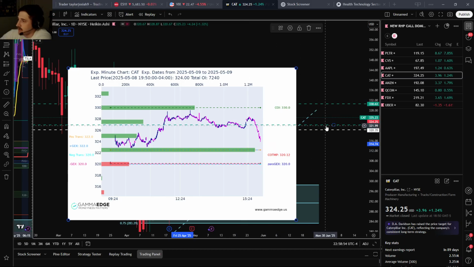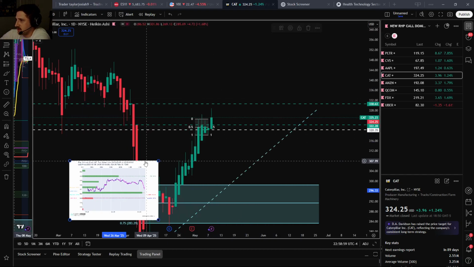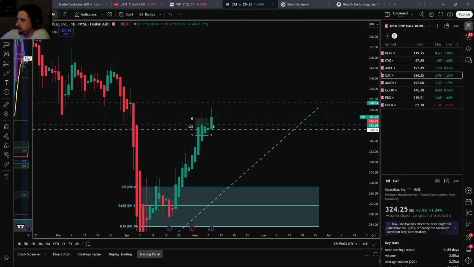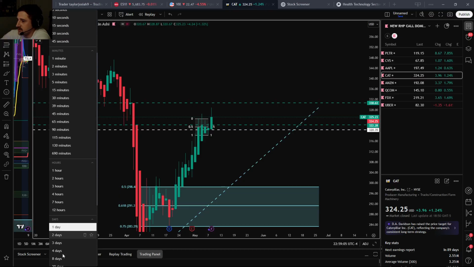So yeah, we have 322 and 330. So I marked that on my chart. Get rid of this, and then we're going out to the weekly to see how price is looking.